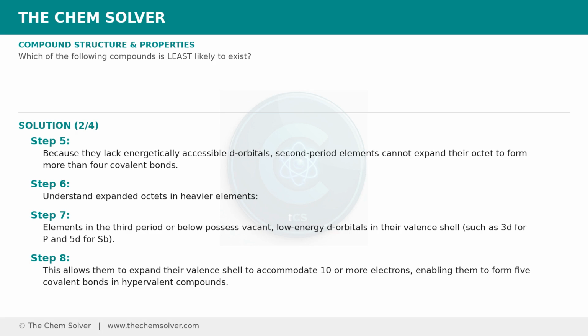Understand expanded octets in heavier elements. Elements in the third period or below possess vacant, low-energy d orbitals in their valence shell, such as 3d for P and 5d for Sb. This allows them to expand their valence shell to accommodate 10 or more electrons, enabling them to form 5 covalent bonds in hypervalent compounds.